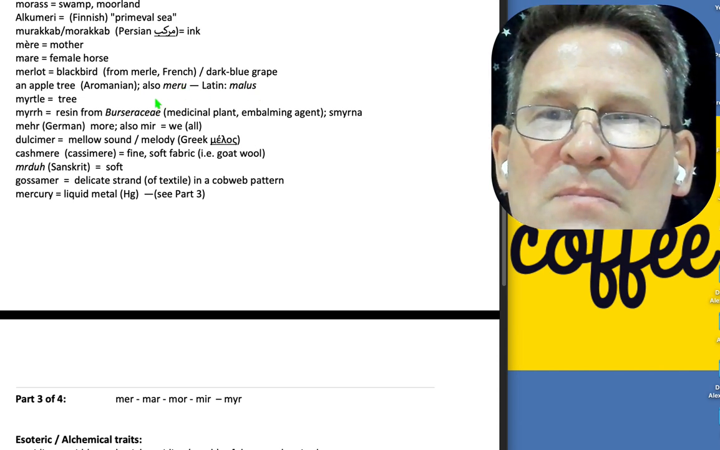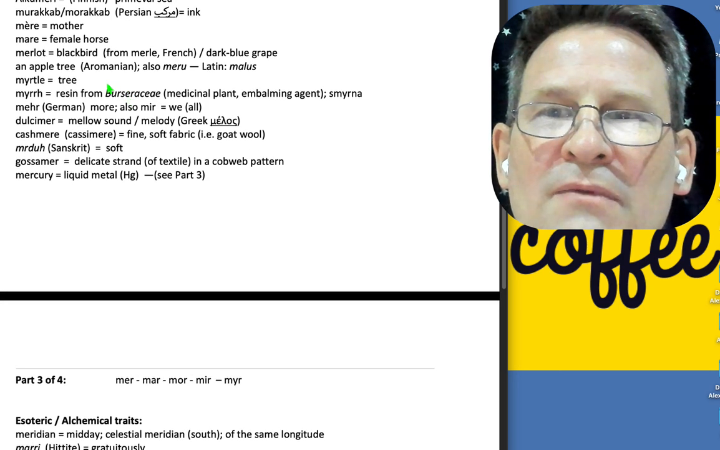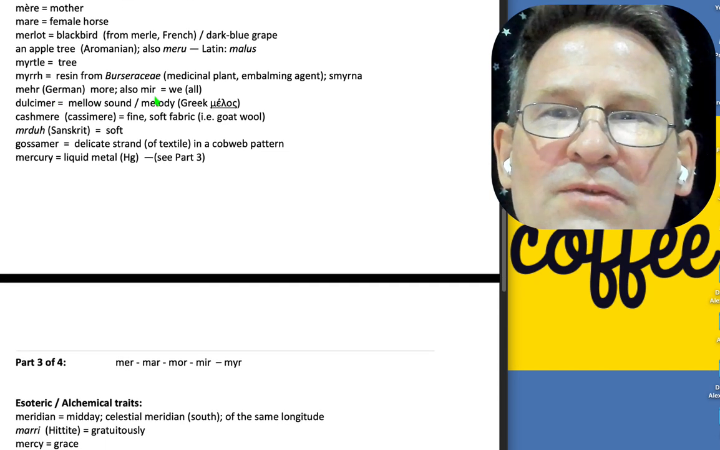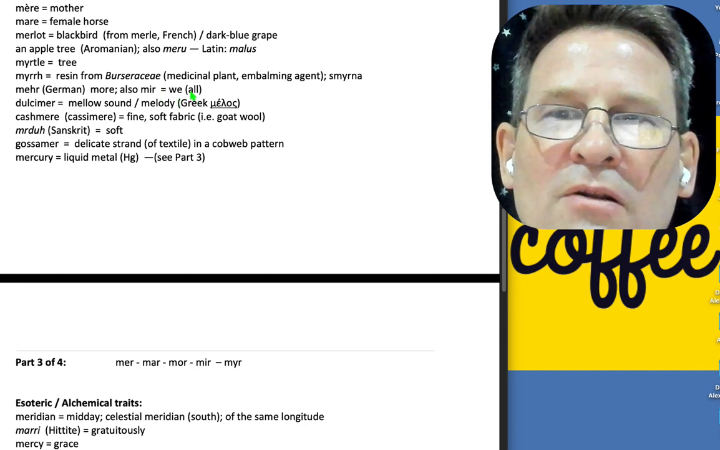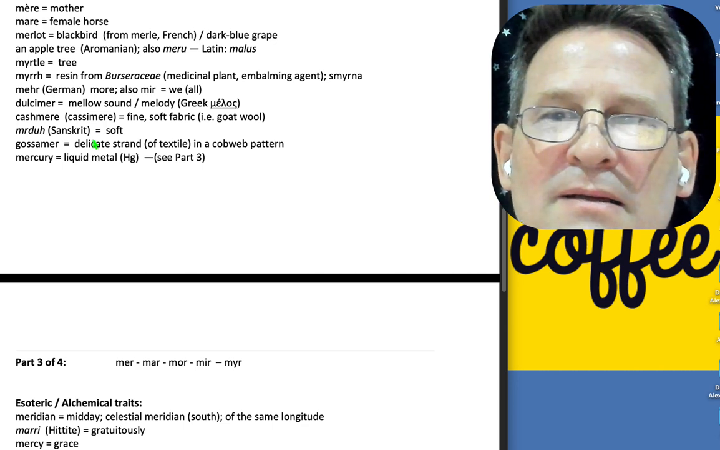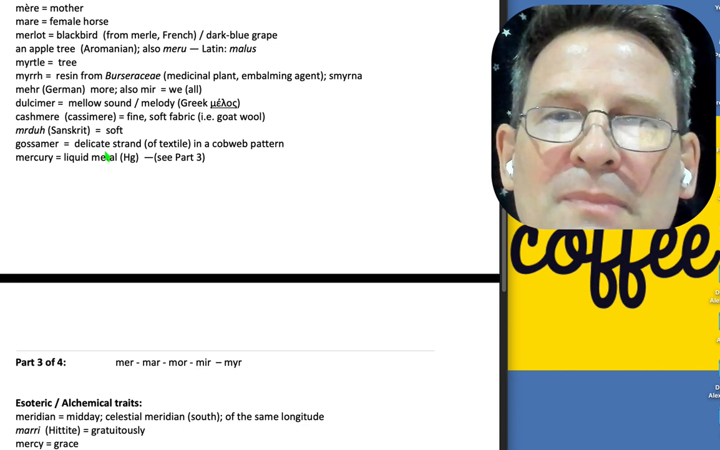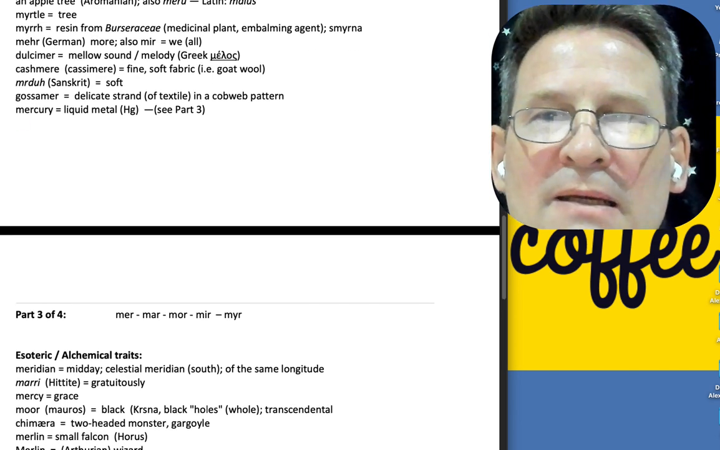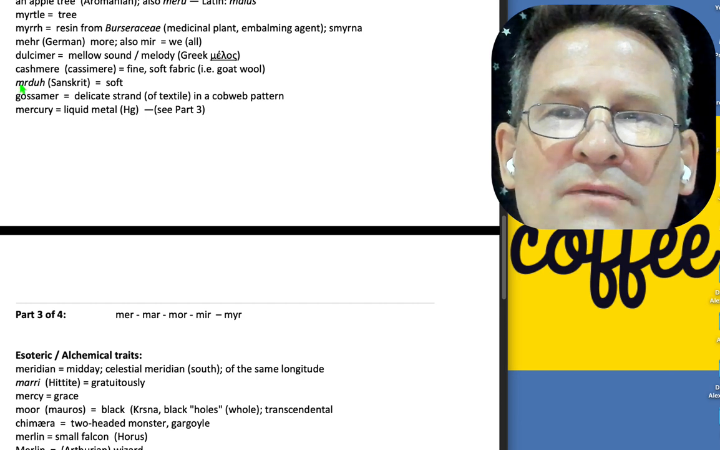In Latin, and we've got myrtle, myrrh, German mehr, more, also mer, mir in German, mehr and mir, and dulcimer, Kashmir. Then we've got Mrdu, which means soft. And MR, by the way, is the root of all of those.